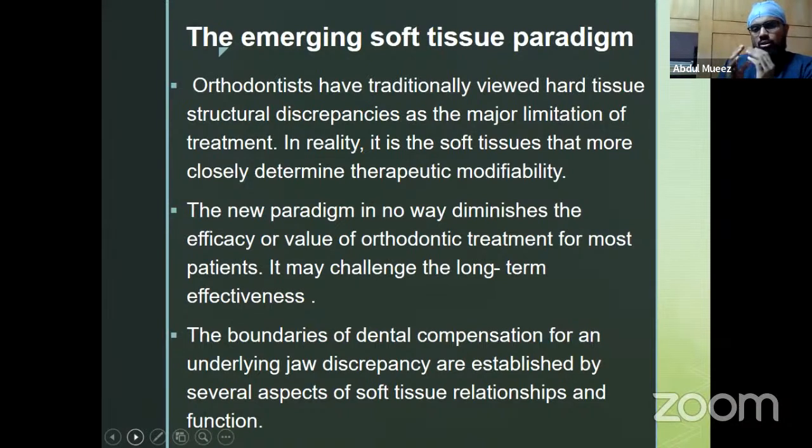According to Proffit, orthodontists presently view more on soft tissue than on hard tissue. Yes, hard tissue also matters, like getting class 1 with a good jaw base is as important as soft tissue. But the main thing seen by any layman or outsider, and what is socially acceptable, is the soft tissue. If you have done a fairly good job maintaining the soft tissue profile, then you have done something for the patient. Orthodontists have traditionally viewed the hard tissue structure discrepancy as a major limitation of treatment.